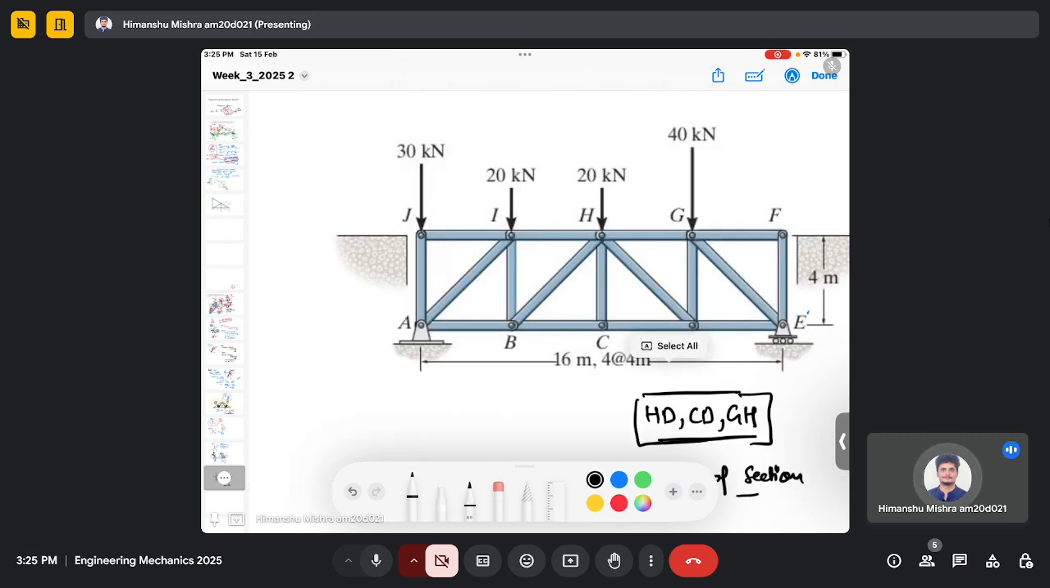So method of section is usually used to find the force in a particular section or in a particular member, because you can see sometimes the trusses are very complicated. For example, in this question, you can see it's a very complicated truss. So there are a lot of members in this truss, and if you use the method of joint, you need to consider each joint here to calculate the force in each of these members. And the method of joint will take a lot of time.